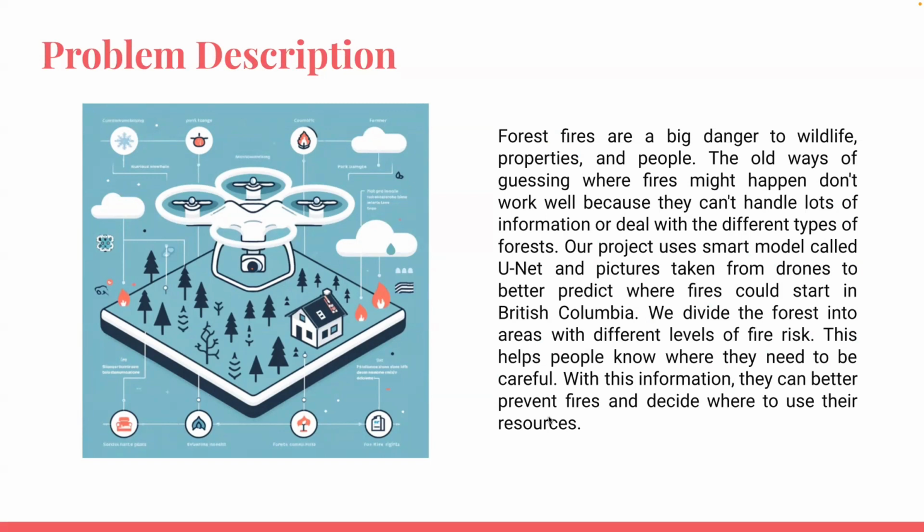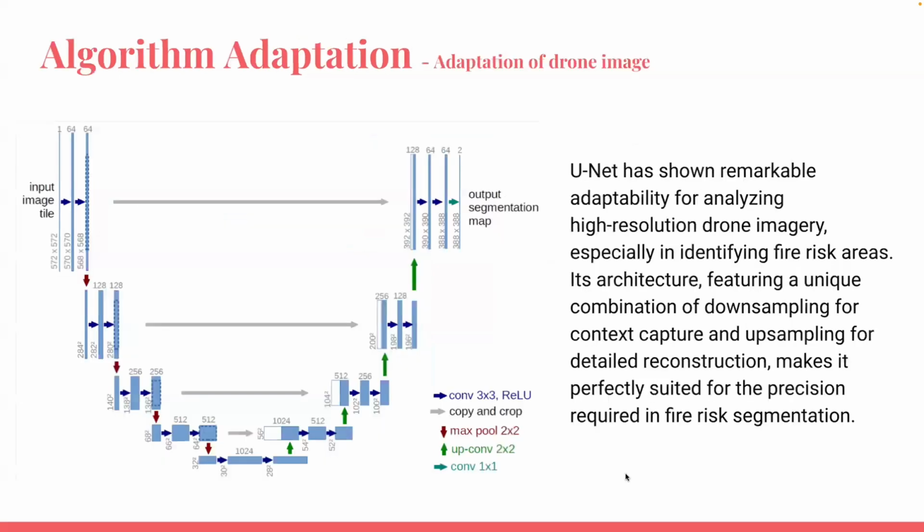Our project uses a very smart model called UNet and pictures taken from the drones to better predict where fires could start in British Columbia. We divided the forest into areas with different levels of fire risk. This helps people know where they need to be careful. With this information, they can better prevent fires and decide where to use their resources.